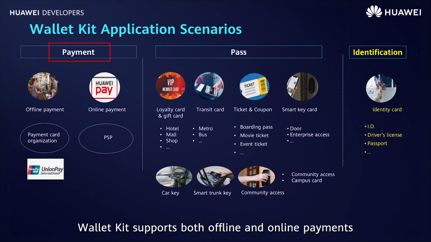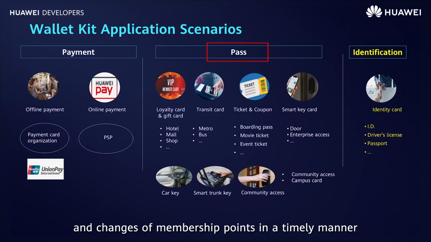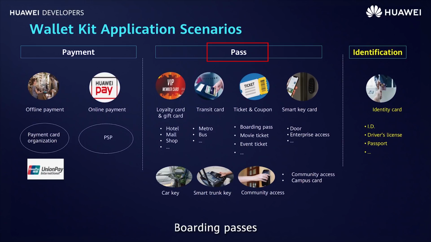First, Payment. Wallet Kit supports both offline and online payments. Second, Passes, coupons. Wallet Kit allows users to save coupons, loyalty cards, and gift cards to Huawei Wallet. Then, they will be able to receive information such as brand marketing activities, membership interests, and changes of membership points in a timely manner. Boarding passes. This is also true for boarding passes.